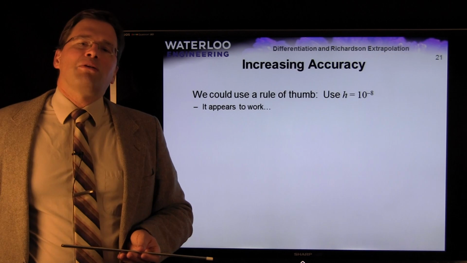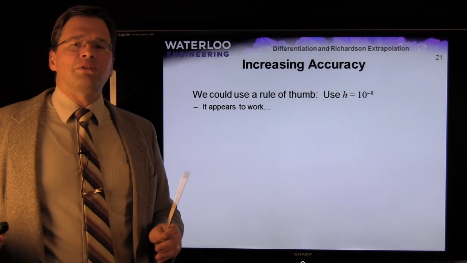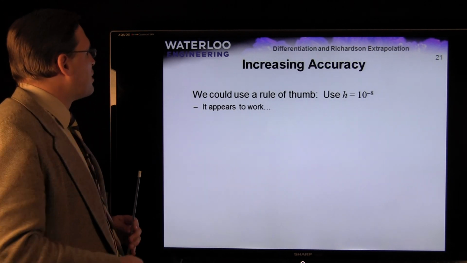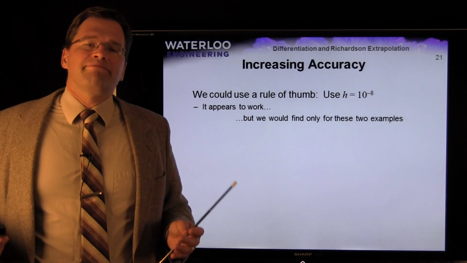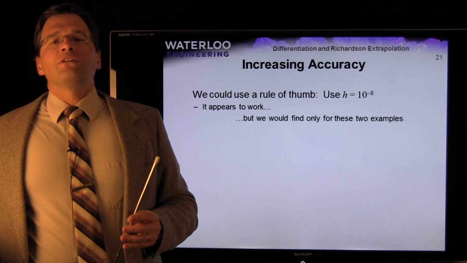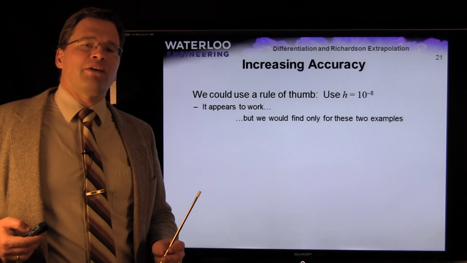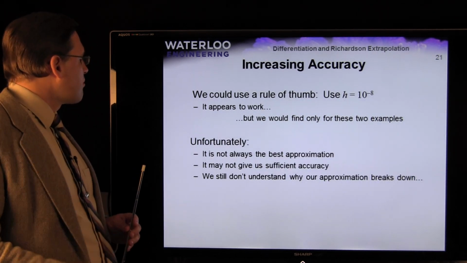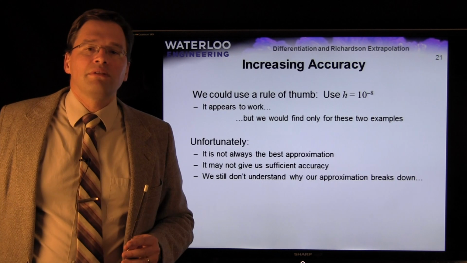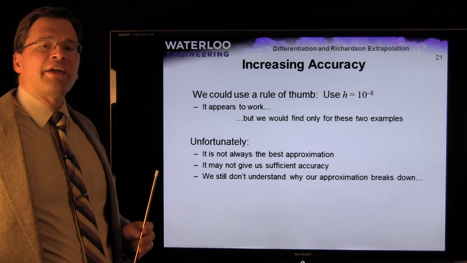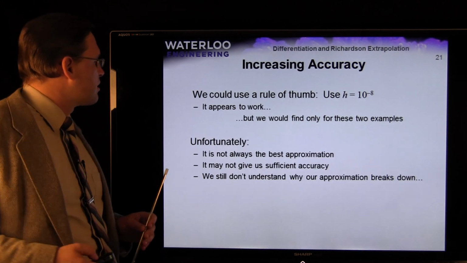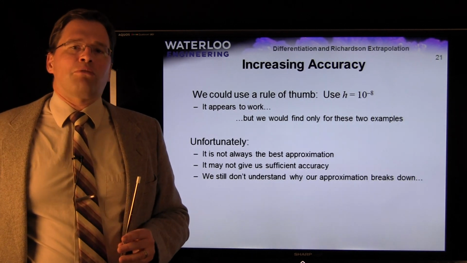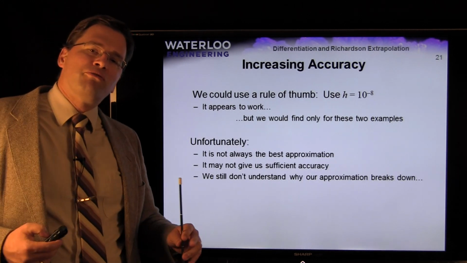Now, up until now, we saw that we could actually use h equal to 10 to the negative 8 as a good initial approximation to the derivative. And it appears to work at least for these two cases. Unfortunately, it may not work for all cases. So we cannot just rely on picking one fixed value of h. It really has to do with the derivative. So this is not always the best approximation, and it may not give us sufficient accuracy if we use this fixed value of h. Now, the real reason is we don't actually understand why the approximation is breaking down. Once we see that, then we can see what we can do to avoid it.